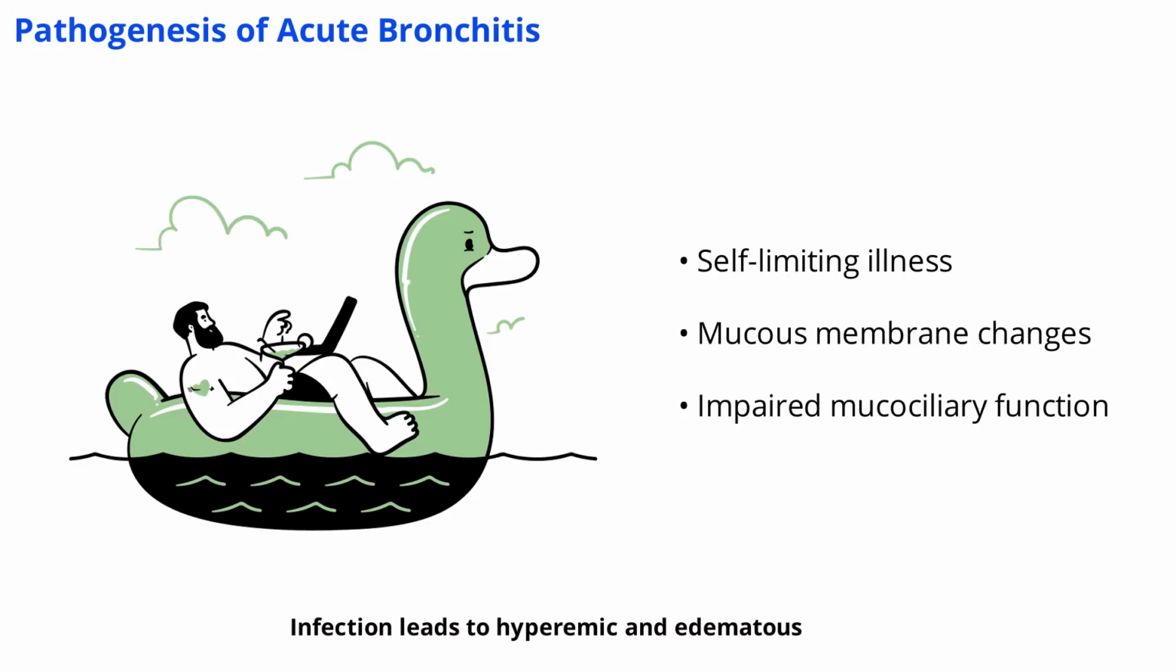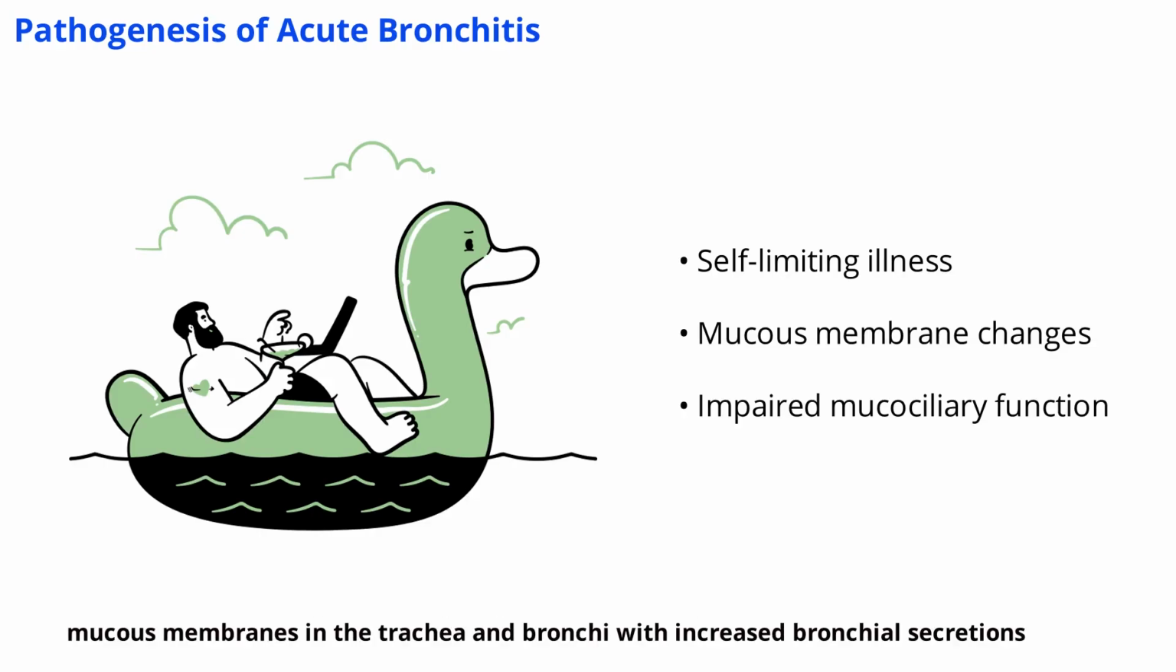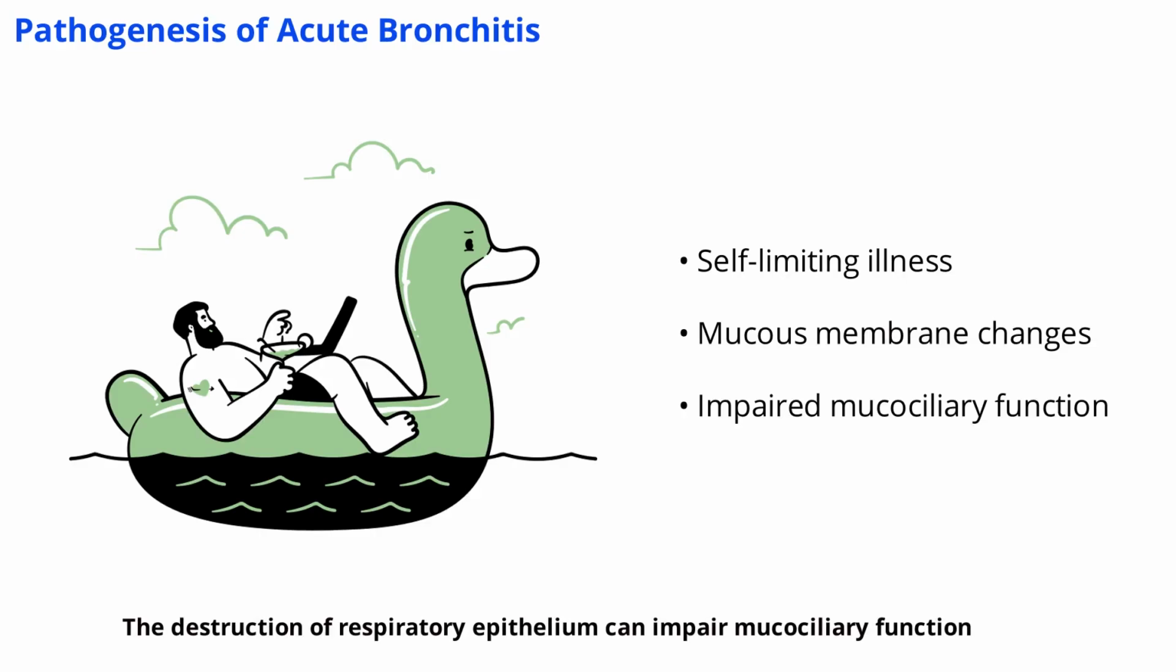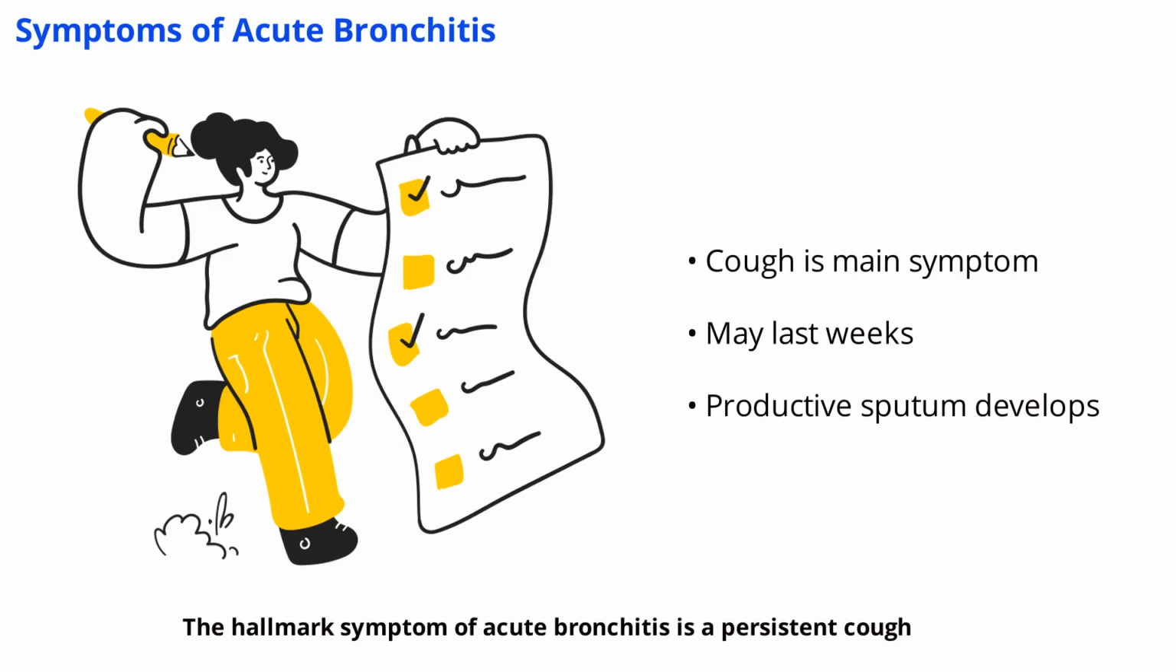Infection leads to hyperemic and edematous mucous membranes in the trachea and bronchi, with increased bronchial secretions. The destruction of respiratory epithelium can impair mucociliary function, and thick, tenacious secretions further reduce the airway's ability to clear pathogens. The hallmark symptom of acute bronchitis is a persistent cough, which may start abruptly or gradually and can last for several weeks.